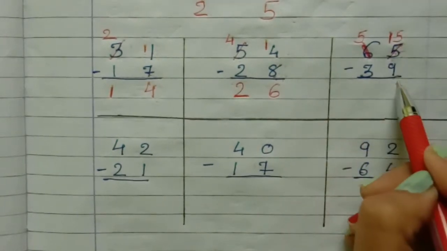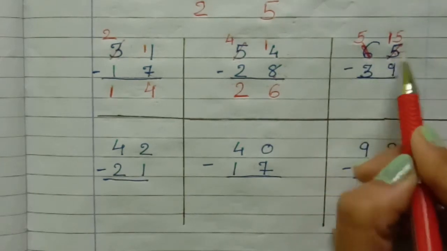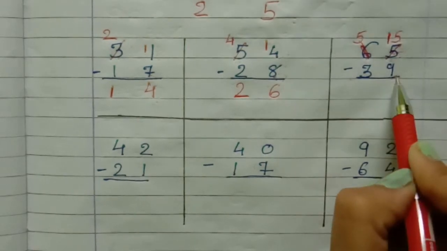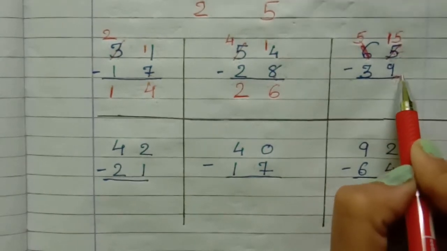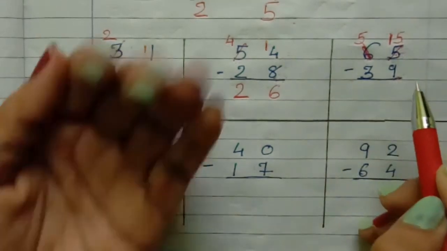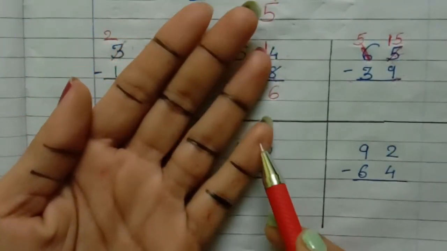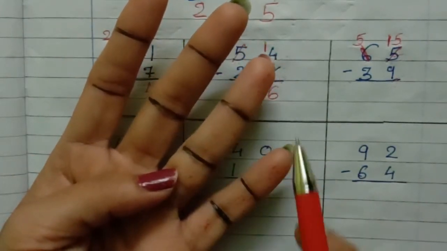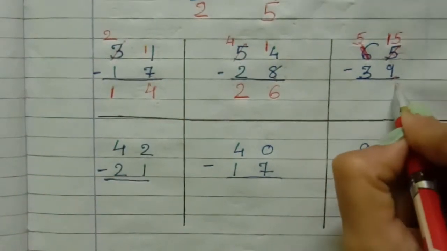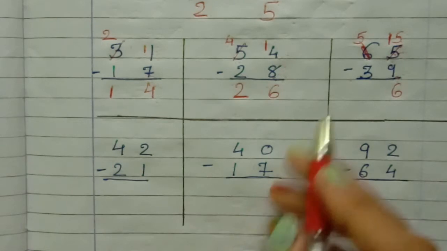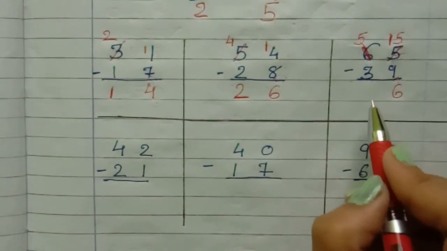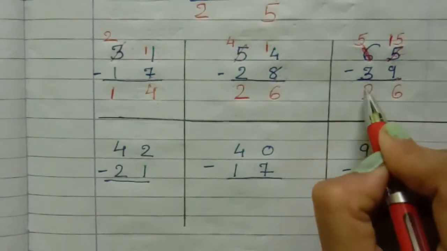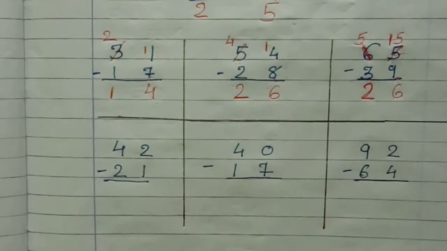Now 15 minus 9. At the top we have 5 and 15 and at the bottom 3 and 9. 15 minus 9. We will start counting after 9 till 15: 10, 11, 12, 13, 14, 15. So let's count: 1, 2, 3, 4, 5, 6. So write here 6, and 5 minus 3. 5 minus 3: 3 to 4 and 5. It is 2. So our answer is the same, 26.